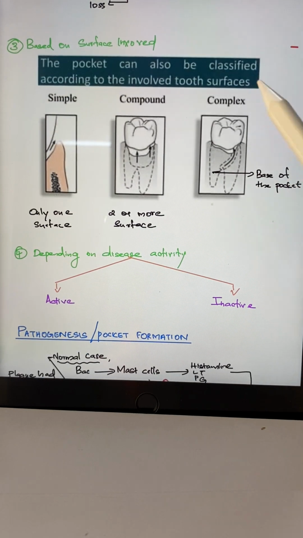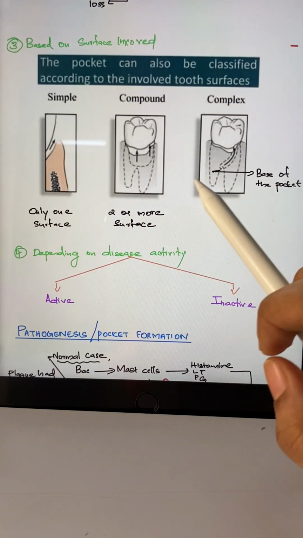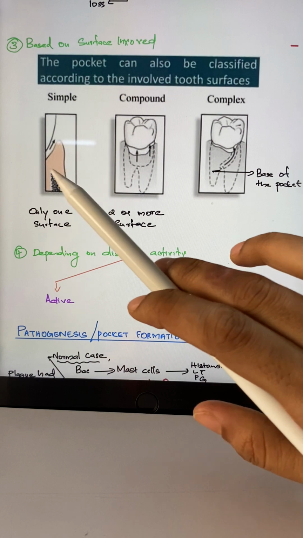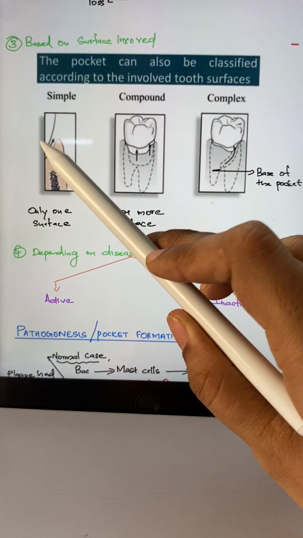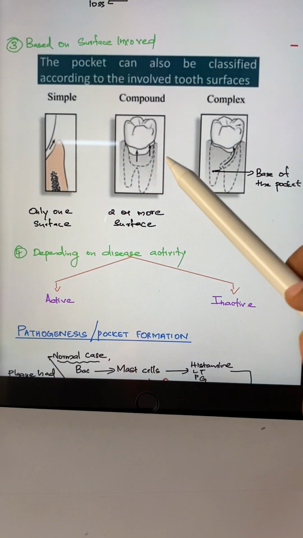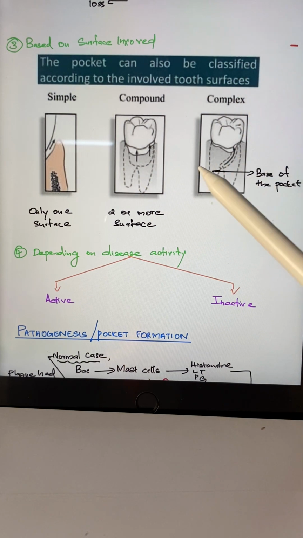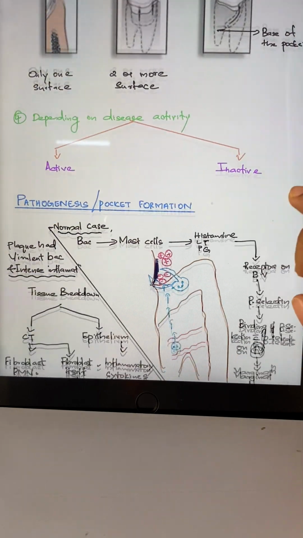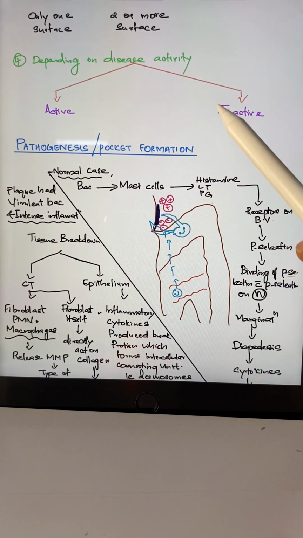Then based on the surface involved, it is again divided into simple, compound, and complex. Can you see here, only one surface is affected, that is called a simple pocket, whereas in the case of compound pocket, we can see two or more surfaces. So this is the complex pocket. And depending on the disease activity, it is divided into active and inactive, which I will explain later.